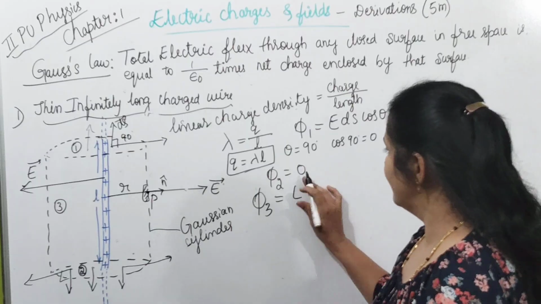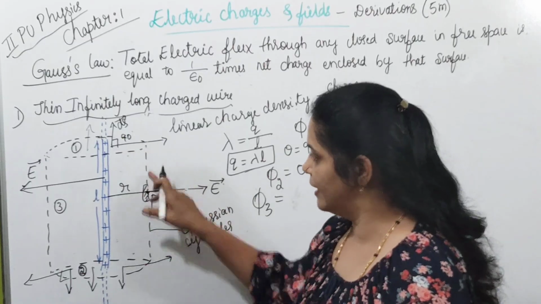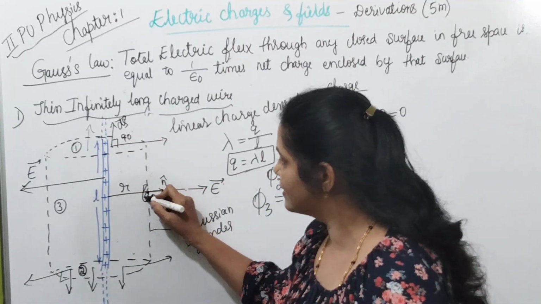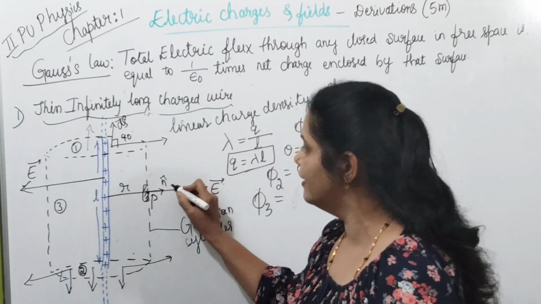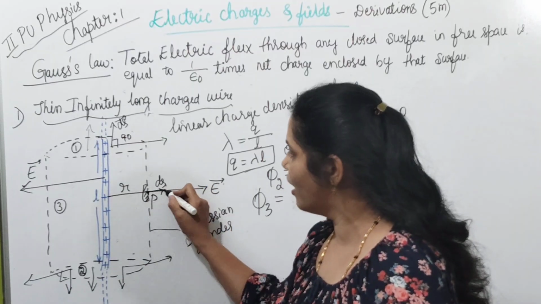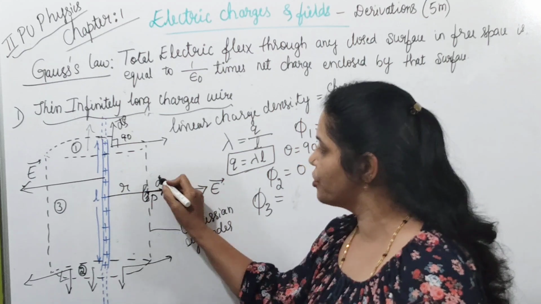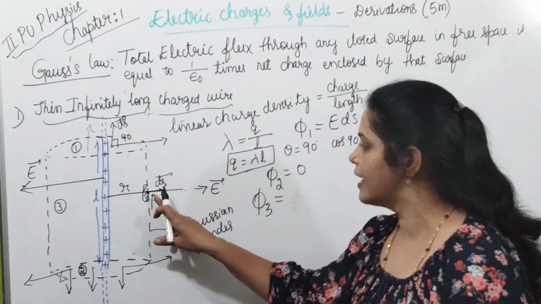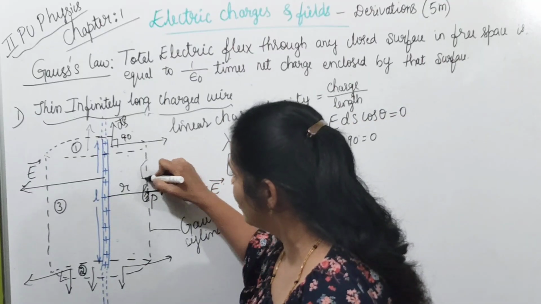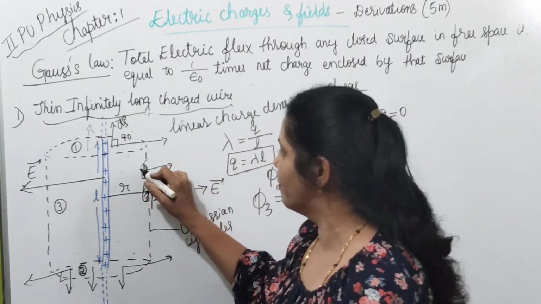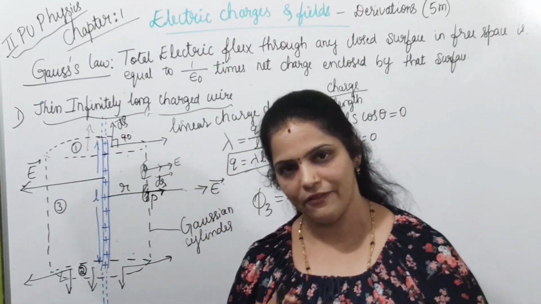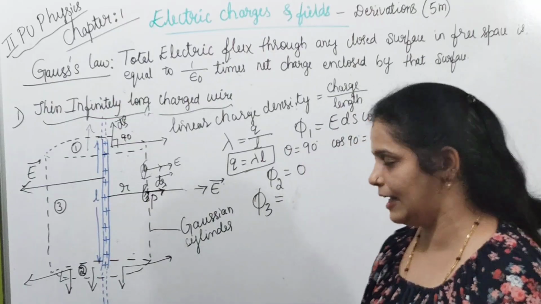Here we need to divide the curved surface into a large number of small segments. Let me write this: one segment has area dS. If I draw the outward normal, it shows the direction of this area, which is along the direction of electric field. Wherever you consider this segment and draw the outward normal, it is along the direction of the electric field.